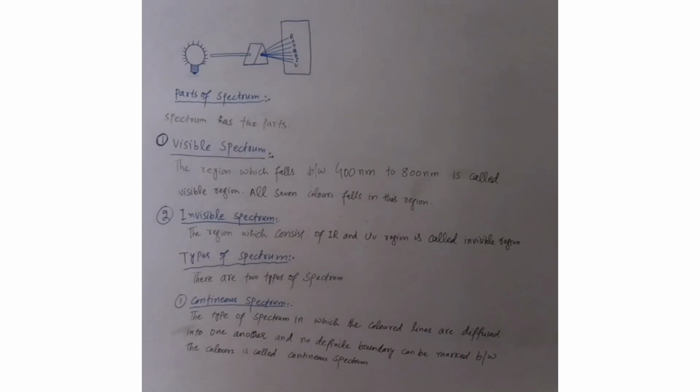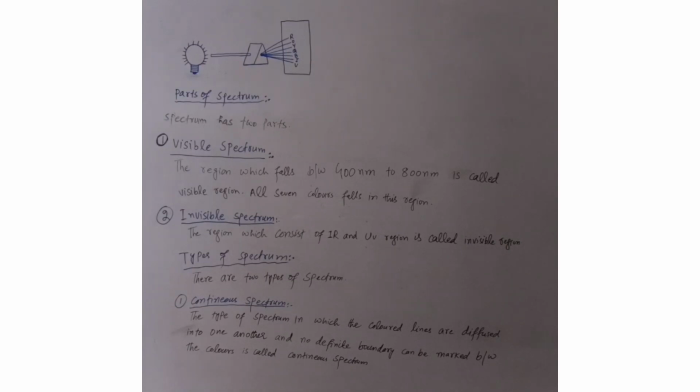Now we discuss the parts of spectrum. Spectrum has 2 parts. The first one is visible spectrum. The region which falls between 400 nanometers to 800 nanometers is called the visible region. All 7 colors fall in this region.